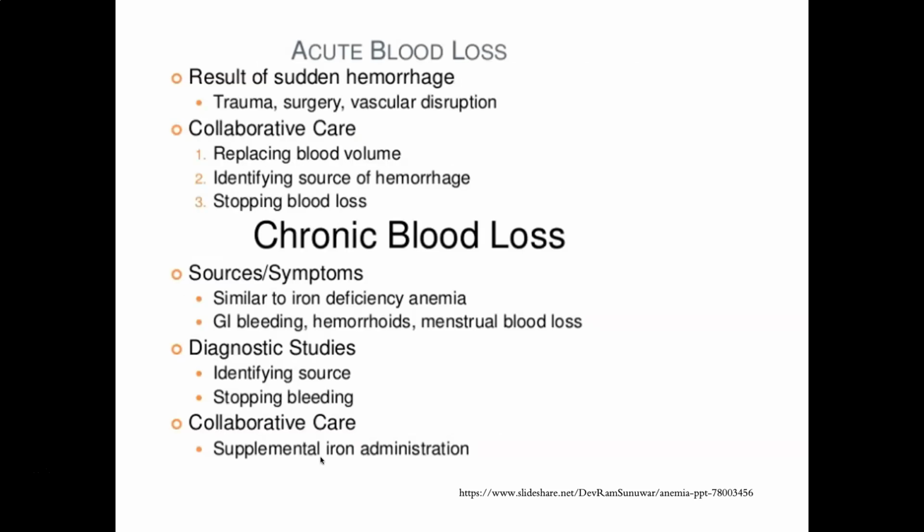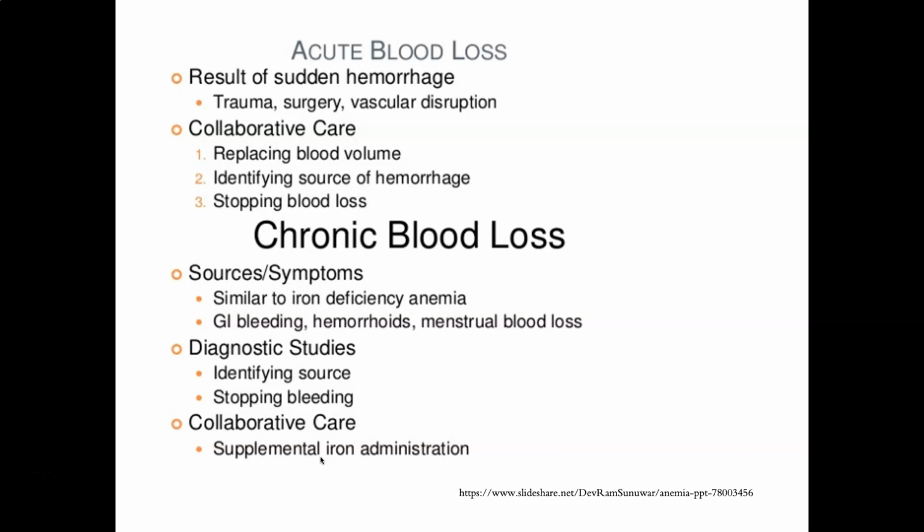Acute blood loss is usually the result of hemorrhage, often coming from trauma, surgery, or some type of vascular disruption. When that happens, the way that it's approached is to replace the blood volume, which would mean transfusion, identifying the source of hemorrhage, and stopping the blood loss.